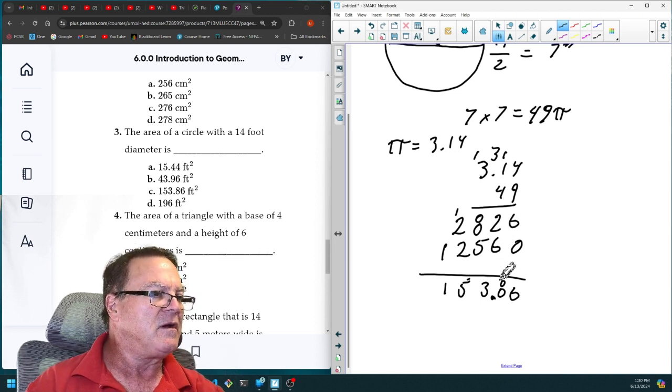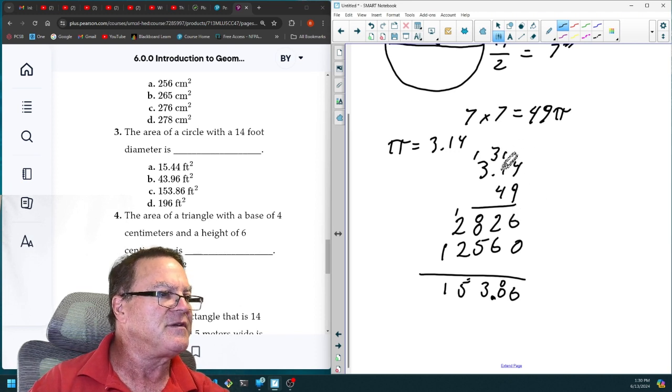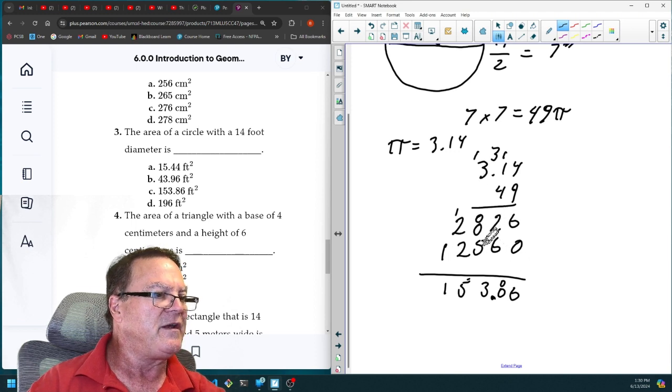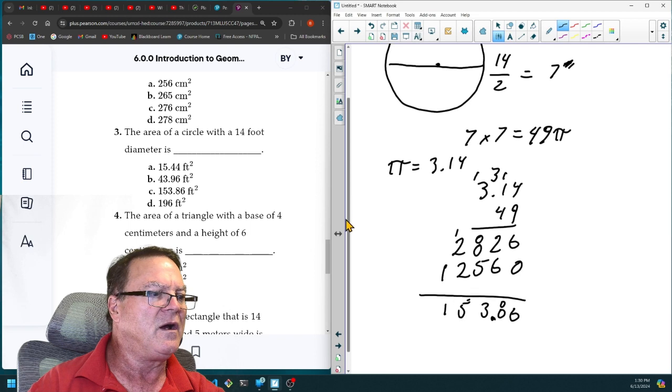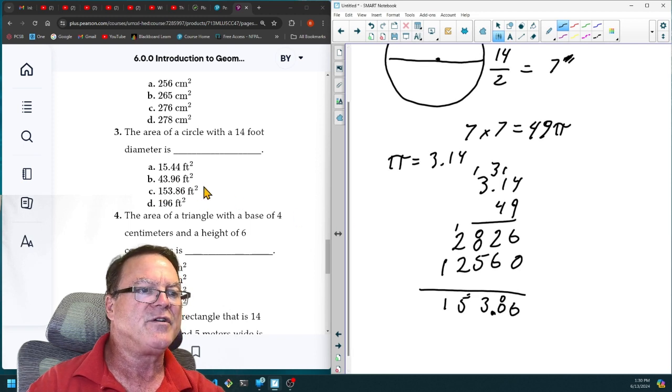Oh, my math didn't work out. 36, 9, 3 is 12. 9 times 3 is 27 plus 28. 16, 5, 4, 3, 12. Let me take a look at what we've got here. Area of a circle of 14-foot. Oh, I'm sorry, there it is. See, 153.86 square feet. Got the right answer. I was just looking at the wrong question.